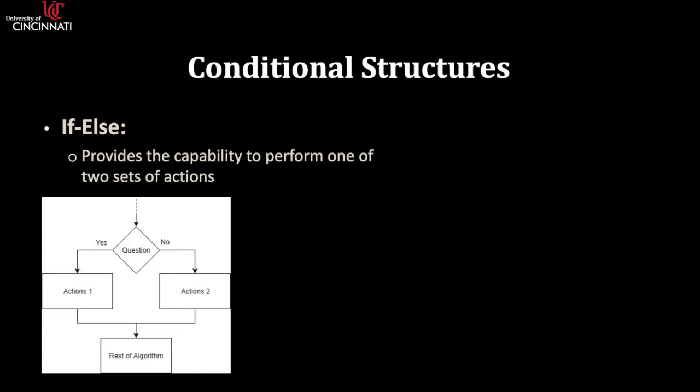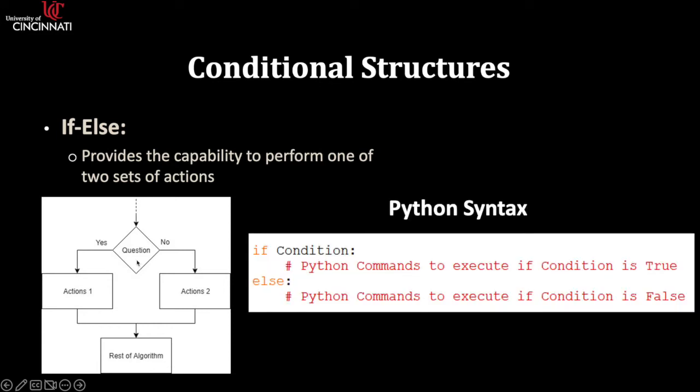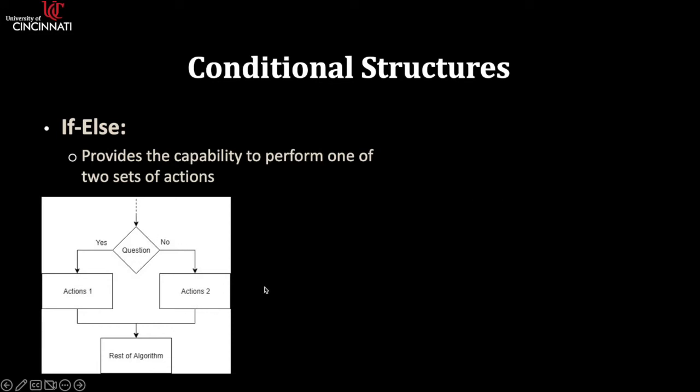Now, the second type of conditional structure is an if-else structure. An if-else structure performs one set of actions if the condition is true. So if the question that we ask here, the answer is yes, then we would perform action 1. If it's no, we perform action 2. Otherwise, we'd perform, and then we would move on to the rest of the algorithm.